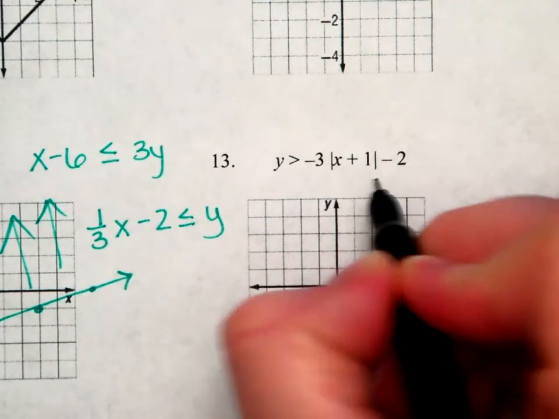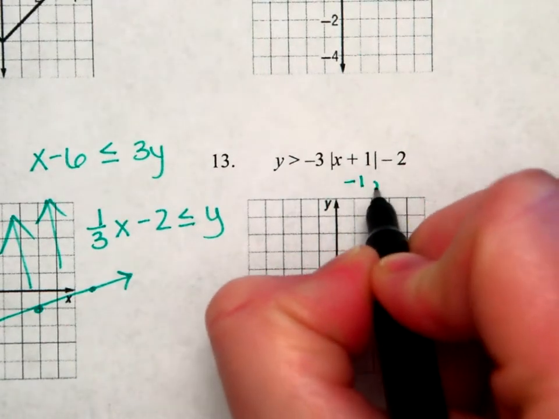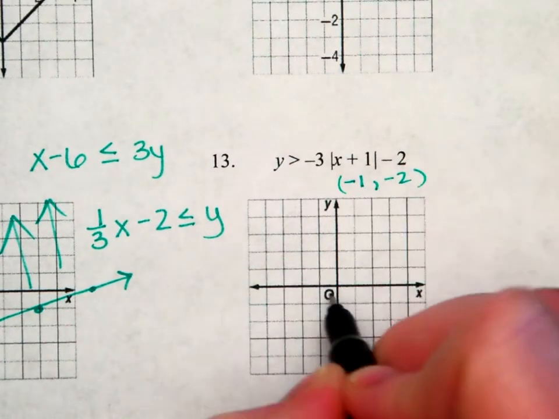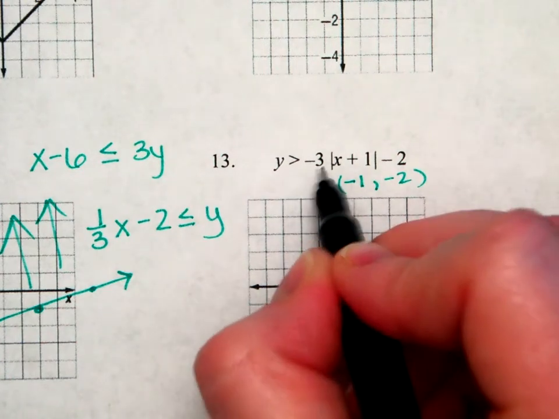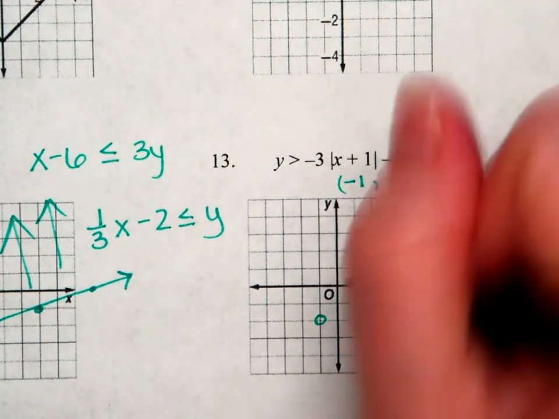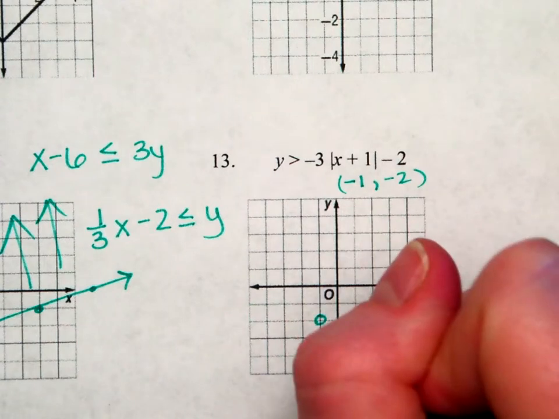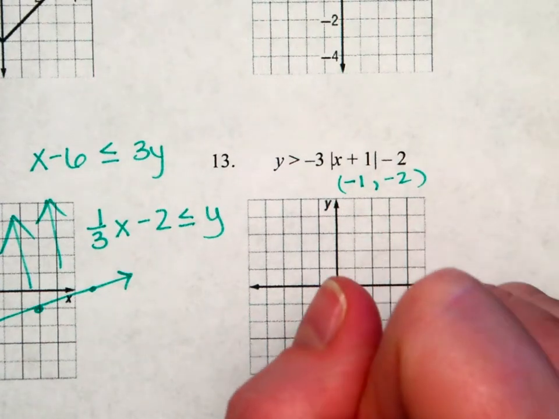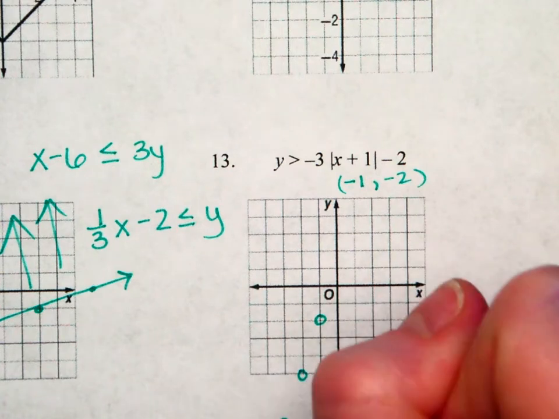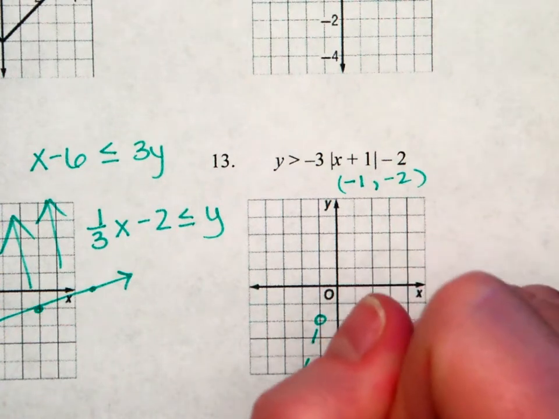So (h, k) is (-1, -2). My start point is at minus 1, down 2. Open circle. My slope is negative 3, so I'm facing downward. I'm going to go down 3 over 1, down 3 over 1, down 3 over 1, dashed lines.